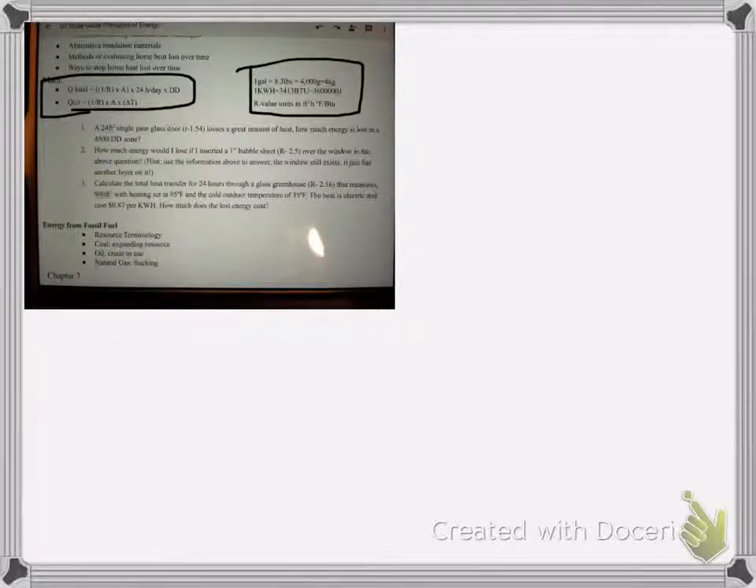Starting with question 1: a 24 feet squared single pane glass door has an R value of 1.54, and loses a great amount of heat. How much energy is lost in a 4,500 degree day zoning? Right away there's a degree day in my unit. I want to know the amount lost, and the unit that matches is the Q total, so I can use the information presented and plug it right into the Q total.